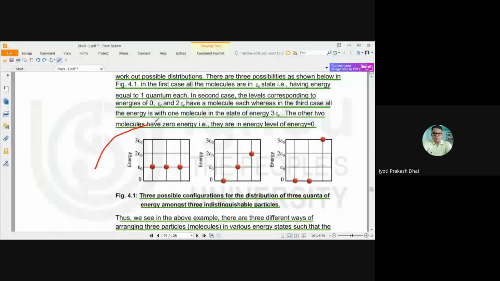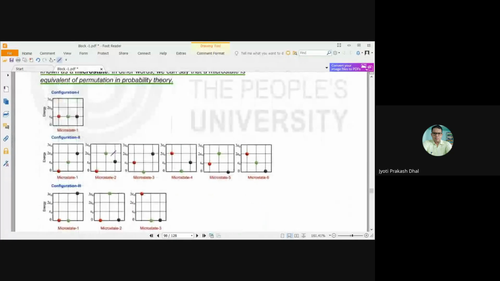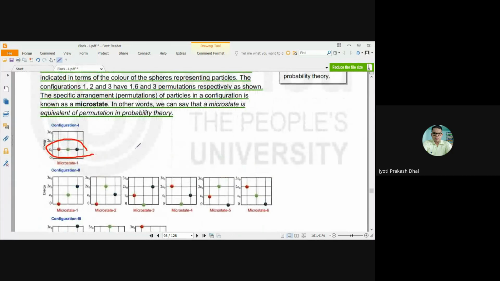So here the total number of arrangements will be 3. Here all the 3 molecules are equivalent or indistinguishable. But in the second case, the 3 molecules are distinguishable, that is red, green and blue, right? We have mentioned the 3 molecules to be red, green and blue, and the total energy of the system to be 3 epsilon 0. So the first configuration is like this.